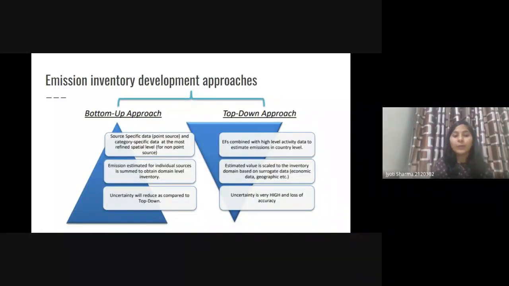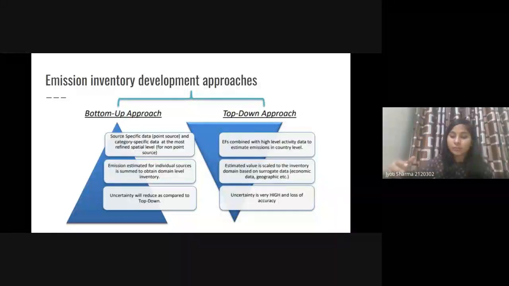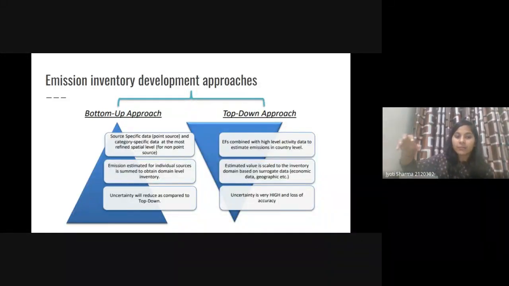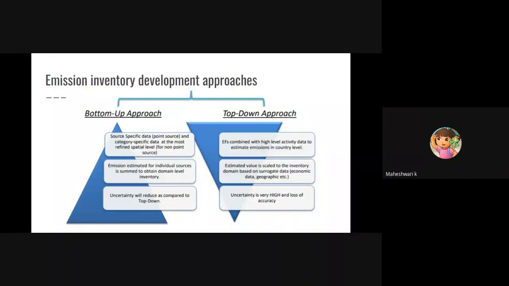Then we have different approaches by which we can prepare this emission inventory. The first thing is the bottom-up approach. Bottom-up approach means you will go to, let's say, 10 sites. Okay, you will go to 10 sites, then you will collect how much pollution we are getting from those 10 sites. Then we will collect the meteorological data. We will fix it for each grid. Okay, so this is the bottom-up approach.